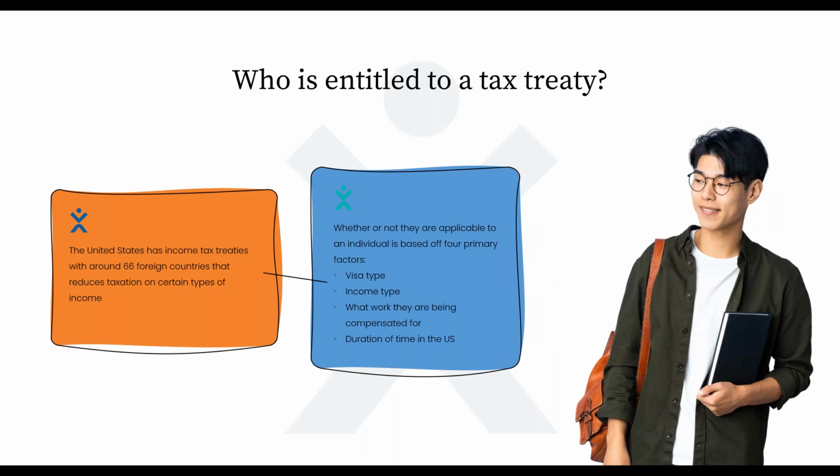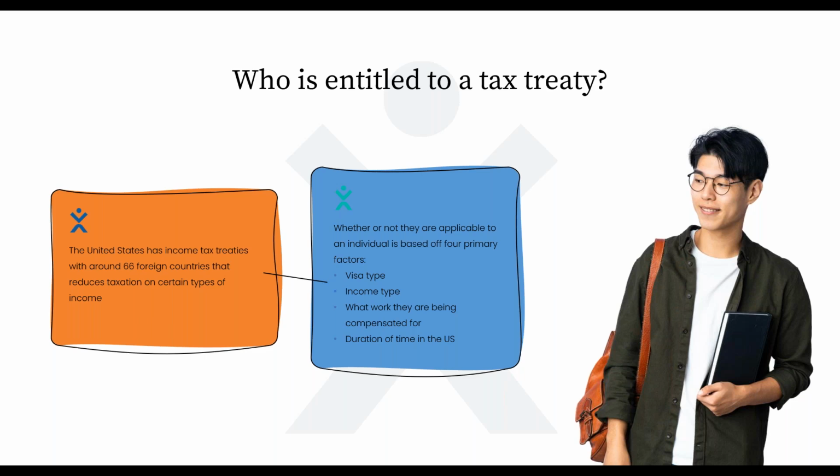So who is entitled to a tax treaty? Some individuals may be able to claim a tax treaty if one is applicable to them. The United States does have tax treaties with 66 foreign countries, and that reduces the taxation on certain types of income, or in some cases exempts it entirely for a certain amount of income. Whether or not you are entitled to a tax treaty is based on a number of different factors, and it does change from tax treaty to tax treaty.